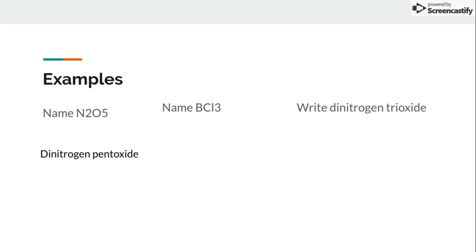And then name BCl3, it is boron trichloride because the boron name just stays the same, and there's 3 chlorines, so you add the tri prefix to that. And write dinitrogen trioxide, it is N2O3 because the di prefix shows that there's 2 nitrogens and the tri prefix shows that there's 3 oxygens.